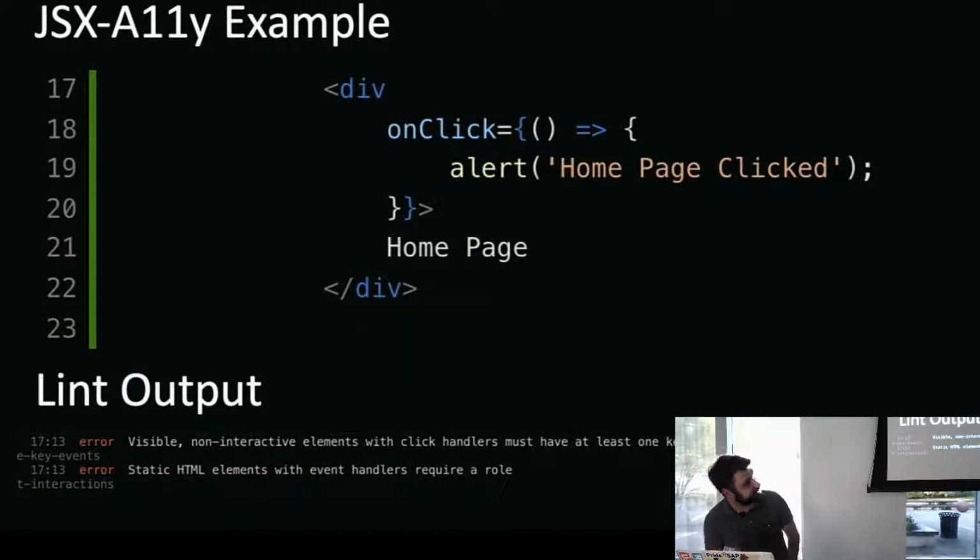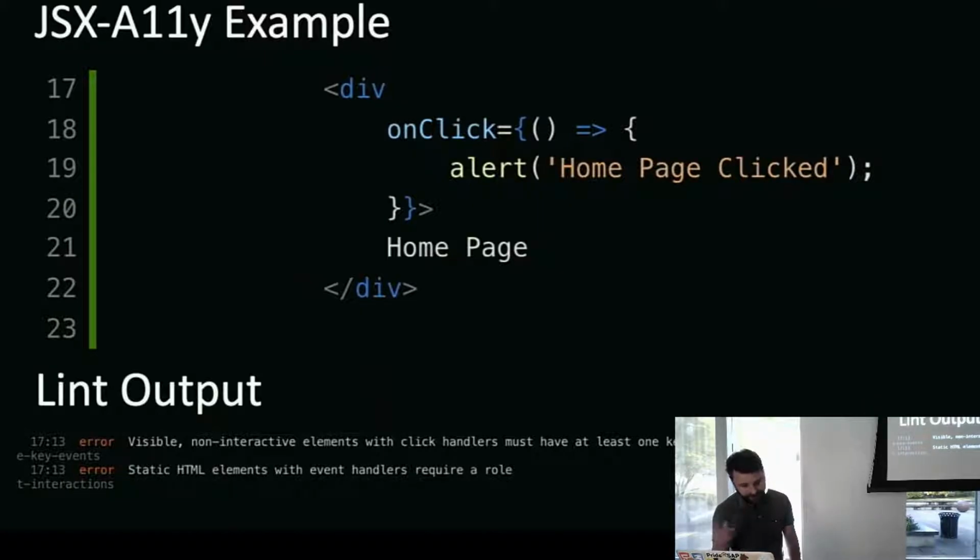I just threw together a pretty bad example. Those of you who are using divs for on-clicks, shame on you. But this div has an on-click on it, which has an alert that simply says you clicked the homepage div. You can see down here towards the bottom, I actually showed the two linter errors, where it tells us that visible non-interactive elements with click handlers must have at least one keyboard listener. There's one user we forgot about. We just thought of mouse users, we didn't think of keyboard users.